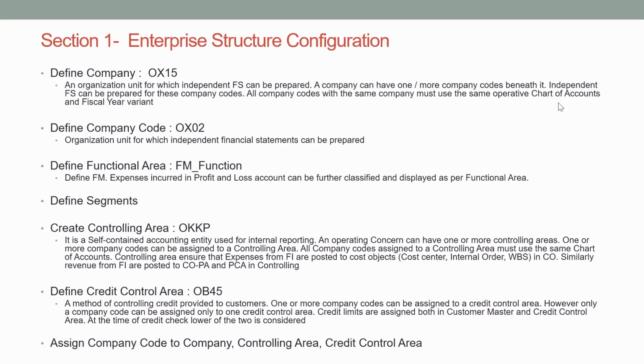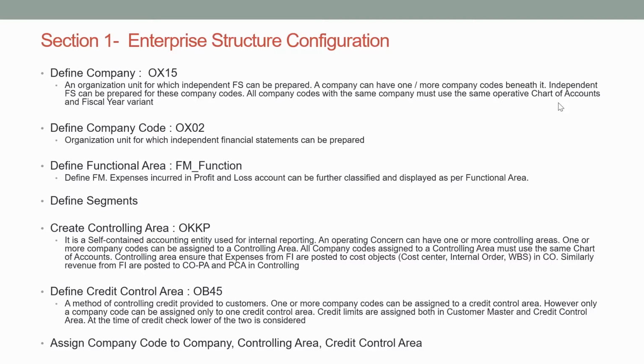In this lecture, we continue creating organizational units for enterprise structure. We will create controlling area, then credit control area, and then assign all these organizational units to the company code. A controlling area is an accounting entity used for internal reporting. Controlling area in the hierarchy that we have discussed earlier comes below the operating concern.